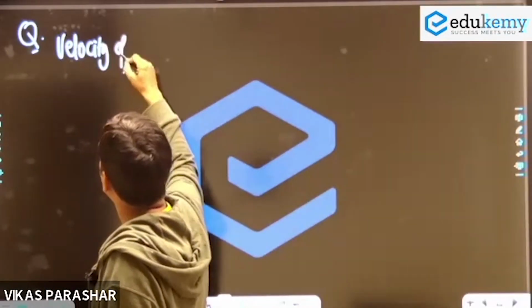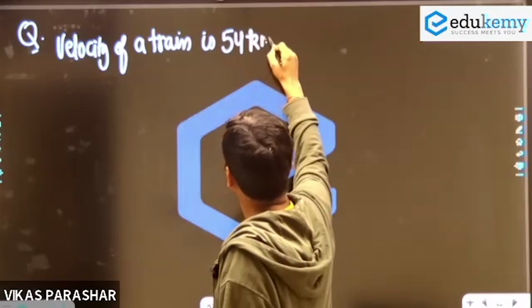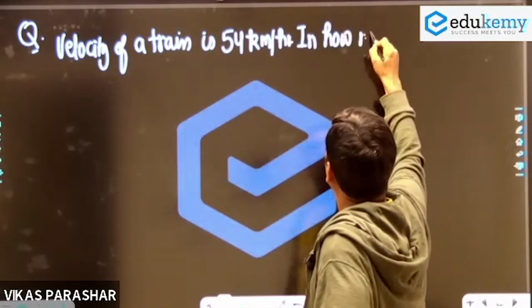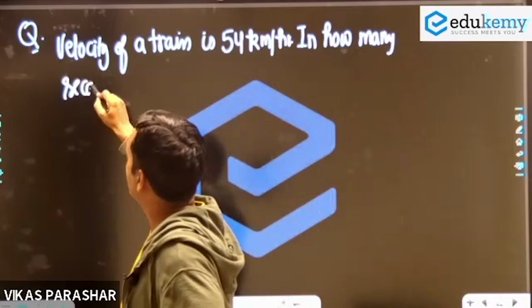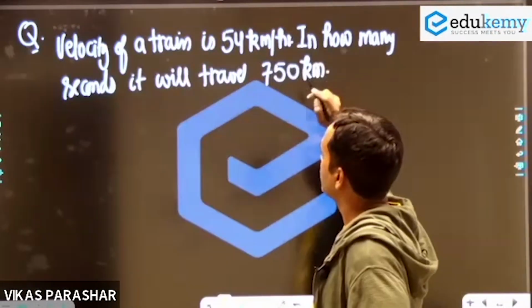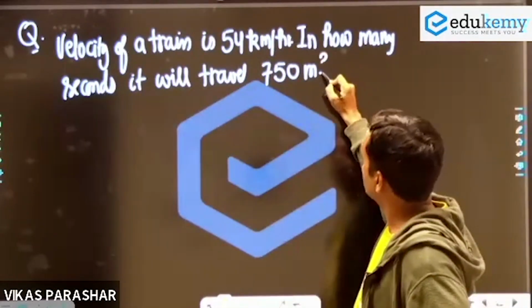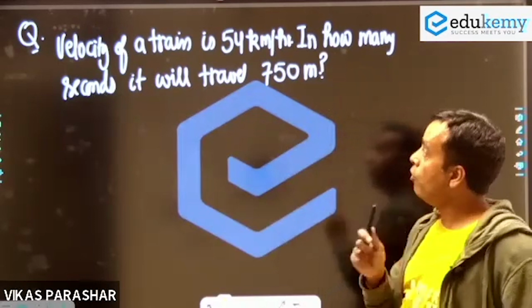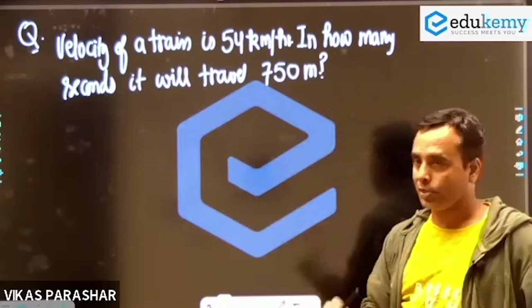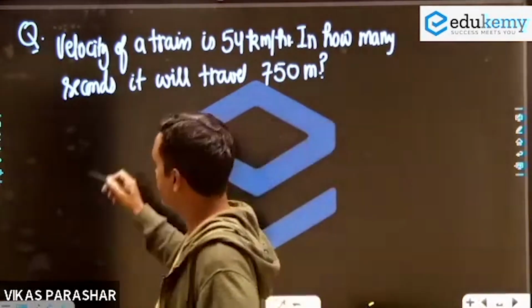Velocity of a train is 54 kilometer per hour. In how many seconds will it travel 750 meter? So tell me the answer to this question. Velocity of the train is 54 kilometer per hour. Okay, no problem. देखो बच्चा, I am going to start from zero on this topic.